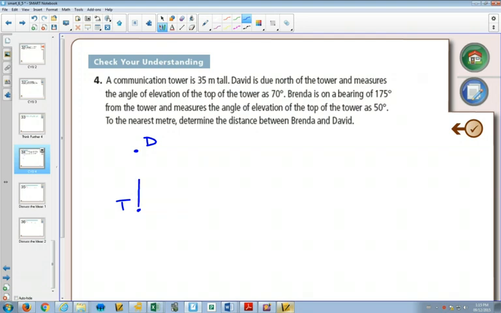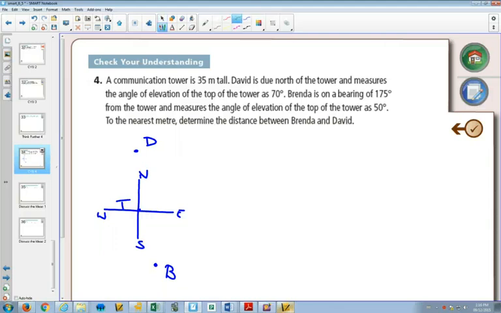Now when we do a bearing, if we draw north, south, east, and west, a bearing always starts at north and goes in a clockwise direction. So if you went in a clockwise direction from north 175 degrees, she would be down there.